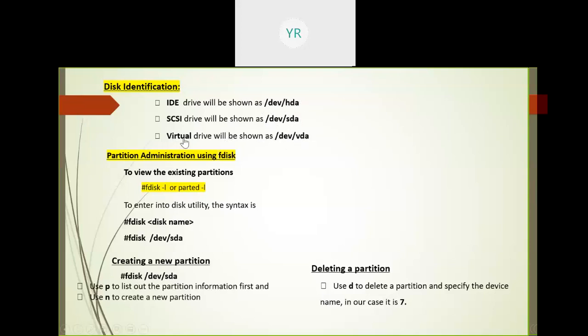If it is a virtual drive, it will be shown as /dev/vda. Please remember, in our case, at the time of installation, we have taken the SCSI option. So it will show /dev/sda.